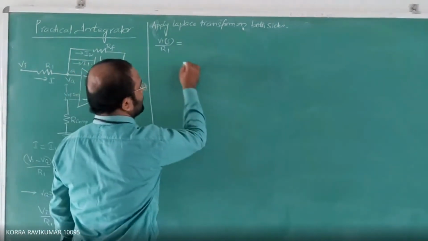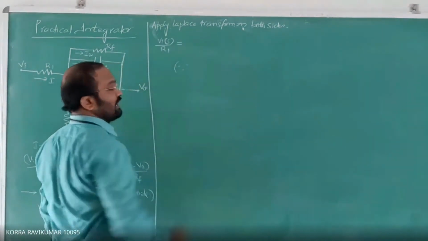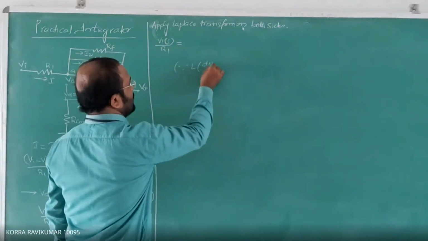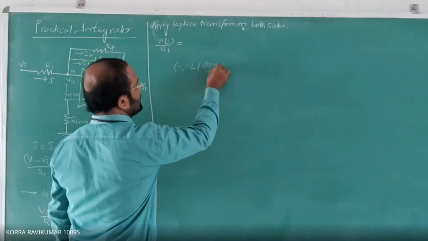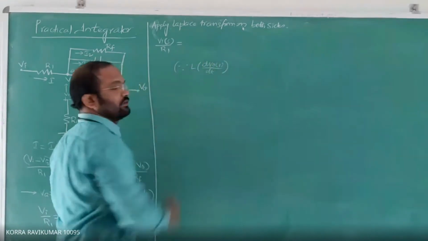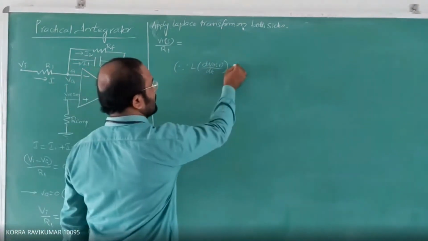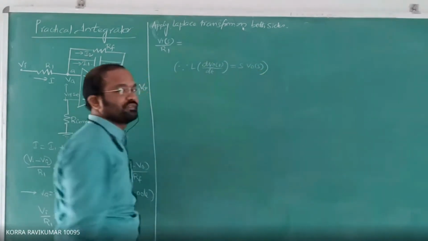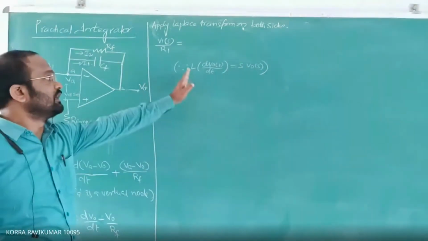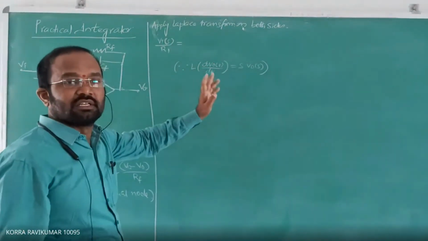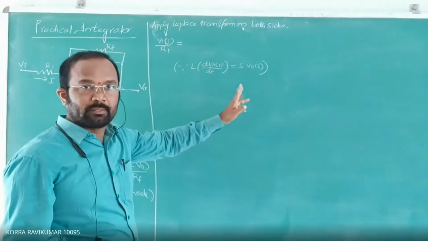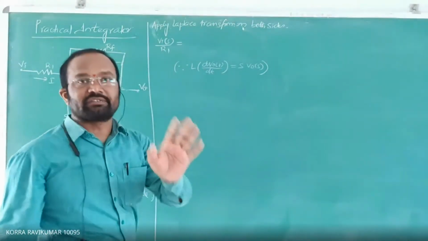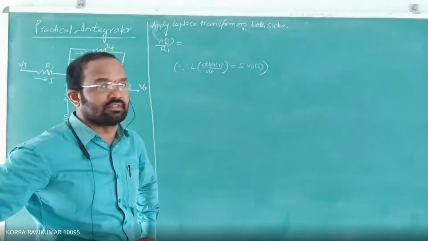Keep this aside, I will explain here. Since we have a relation, the Laplace transform of dV0(t)/dt in the time domain is equal to s into V0(s). This is a well-known equation for us from Laplace transform. The Laplace transform of the derivative of f(t) by dt is equal to s into V0(s). This is the equation from your Signals and Systems.